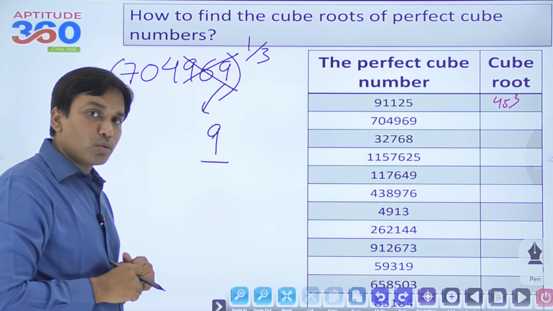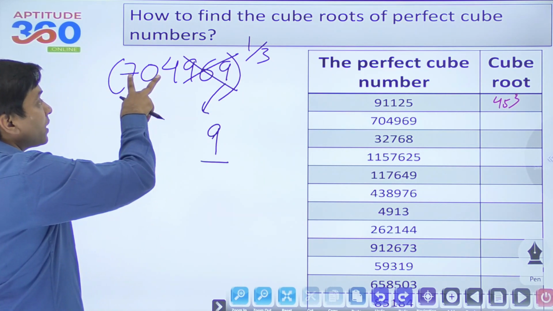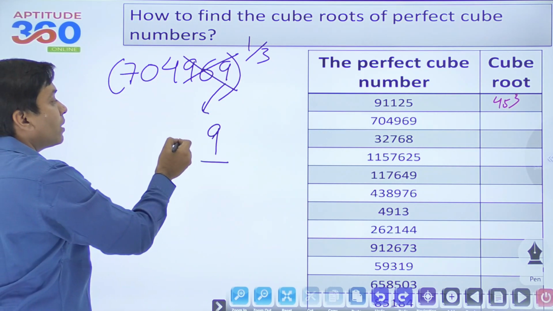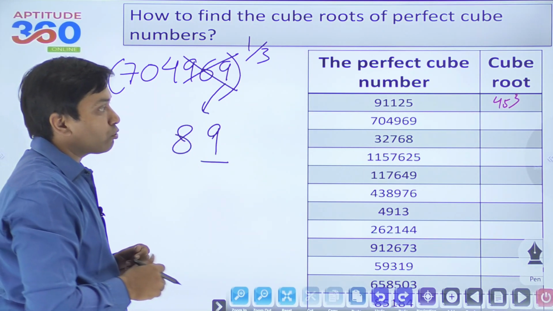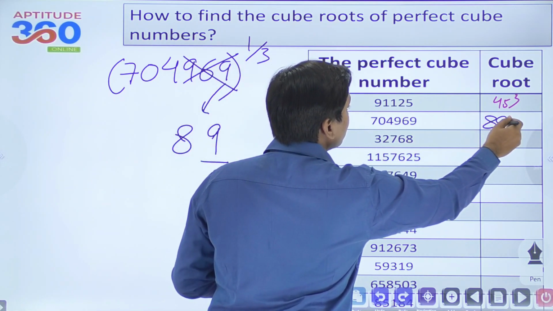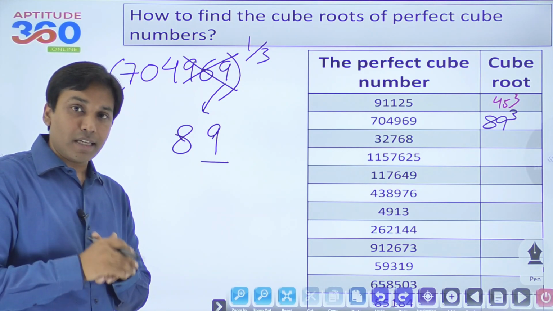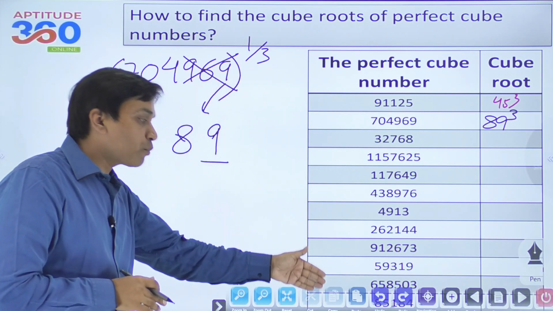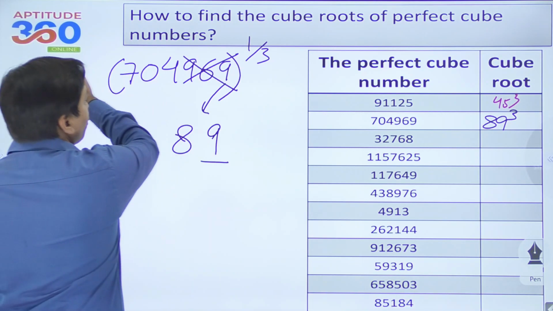8 cube is 512, and 9 cube is 729. So 729 is bigger than this number. So this number has to be nothing but 89, because 8 cube is 512. So this number is going to be 89 cube. I hope it makes sense to you. We will be doing all the problems so that you get the clarity before you switch it off.